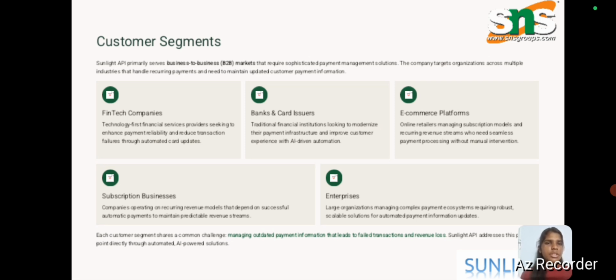Fintech customers. Technology-first companies in financial services seeking to enhance payment reliability and reduce transaction failures through retry logic updates. Banks and card issuers. Traditional financial institutions looking to modernize their payment infrastructure and improve customer experience through AI-driven automation. E-commerce platforms. Retailers managing subscription models and recurring revenue streams who need seamless payment processing without manual intervention.